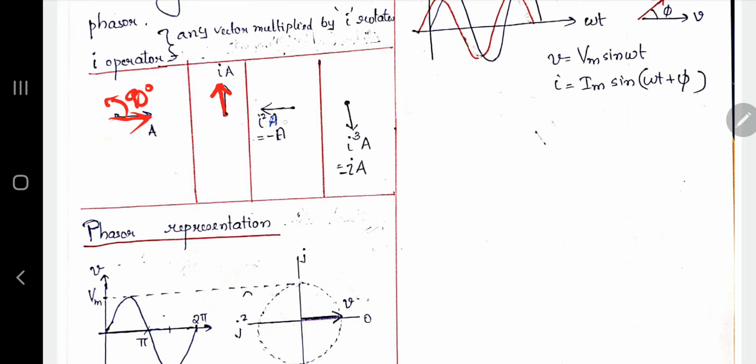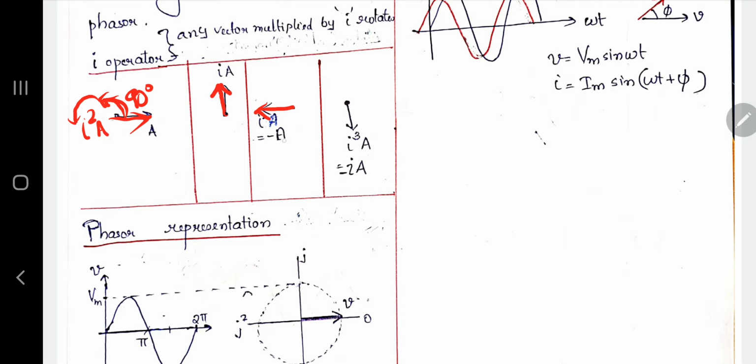For the next example, if I am multiplying with I square. The A quantity rotated by 90 degrees, then it is I into A. If I am again multiplying with I, what happens? It becomes I square into A. And now it has rotated by 180 degrees. So this vector is shown here.